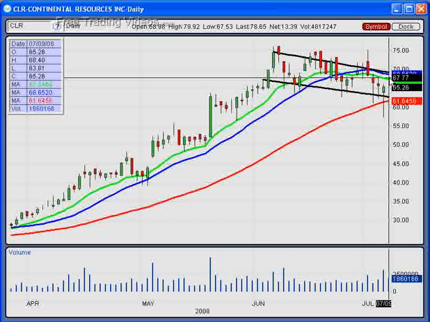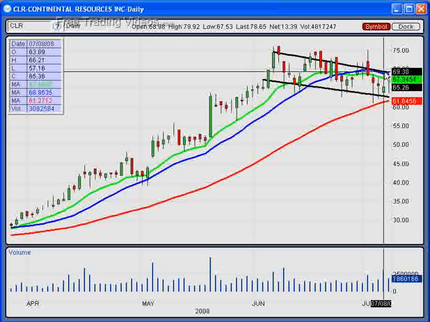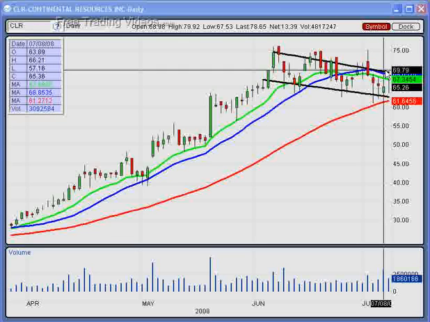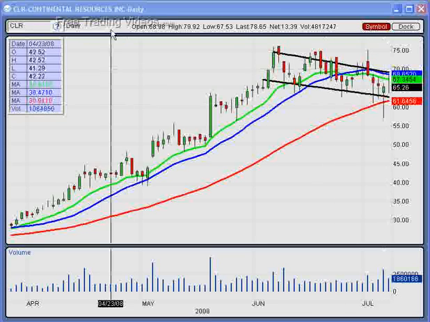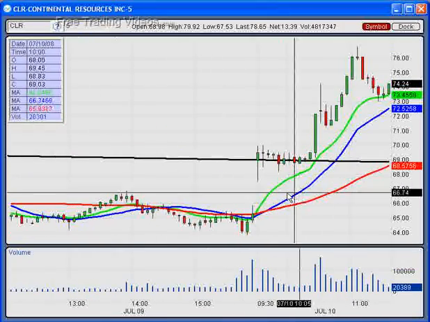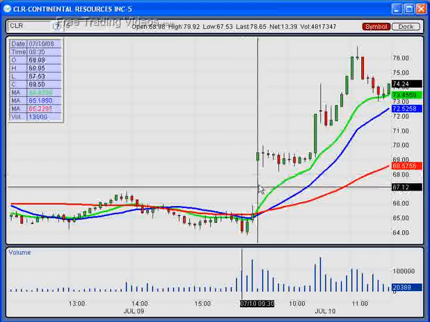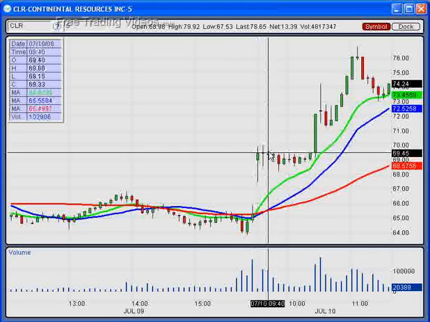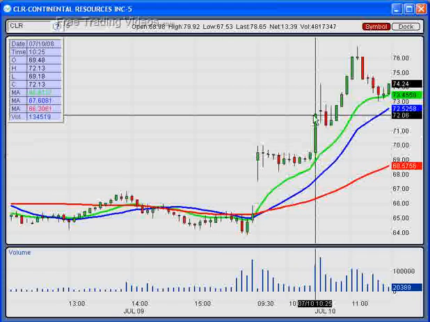So we can see yesterday we had the doji candle right here. We're looking for a break above the $69.50, $70 area based on the daily chart. So when we go into the 5-minute chart, what we had this morning was the gap up right through here. We gapped up at the open, and we had a small consolidation, and we finally had the breakout.